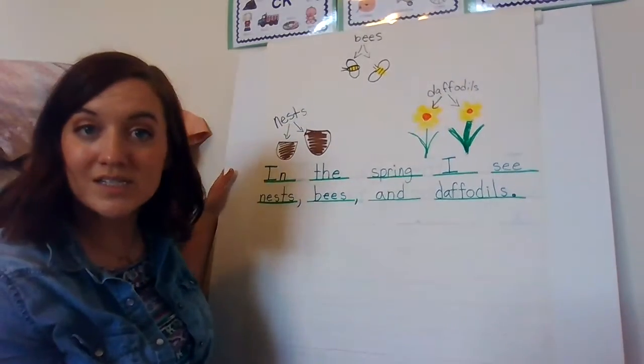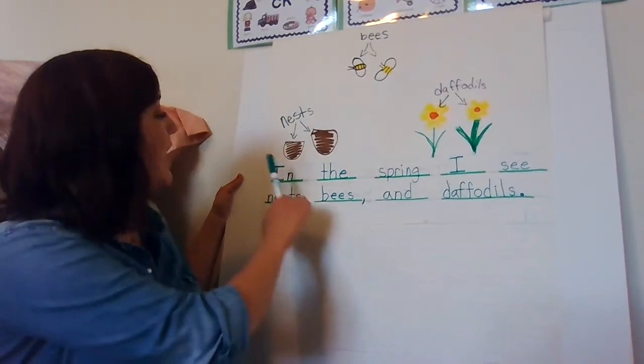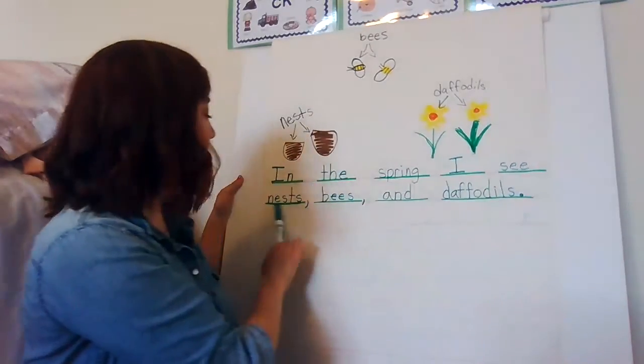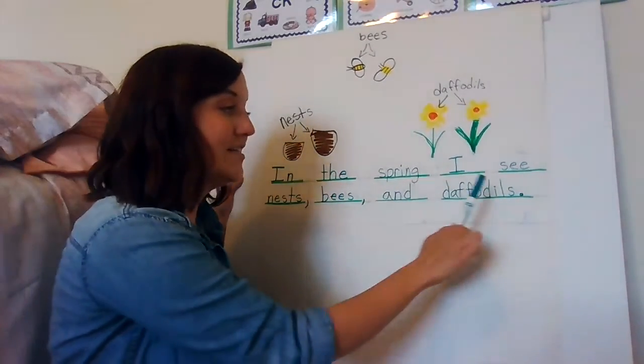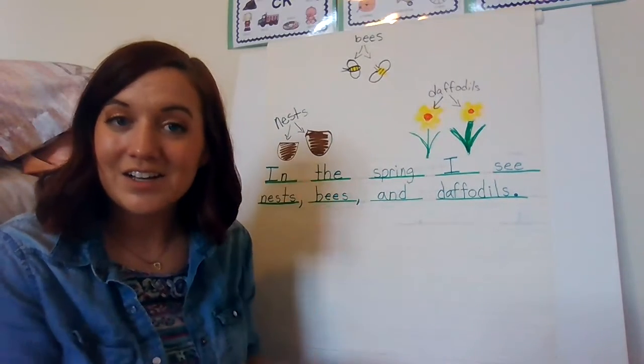And then I read my whole sentence to make sure that it sounds and looks right. In the spring, I see nests, bees, and daffodils. And that's all there is to it.